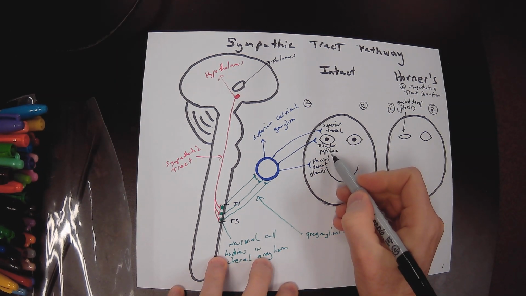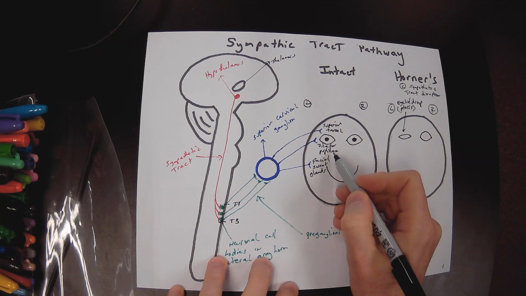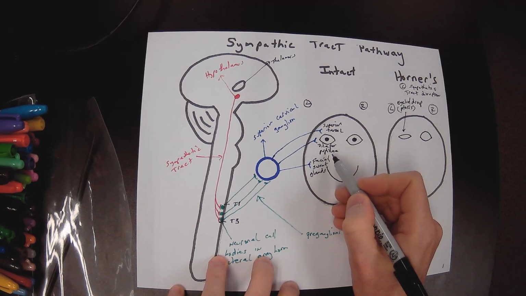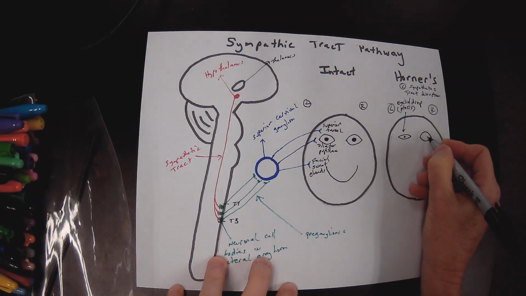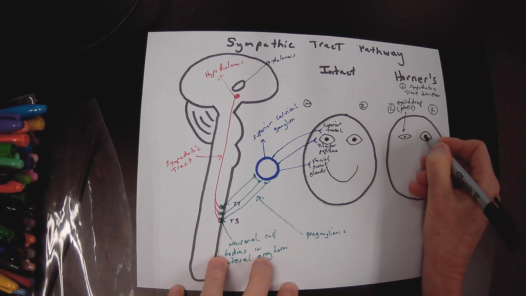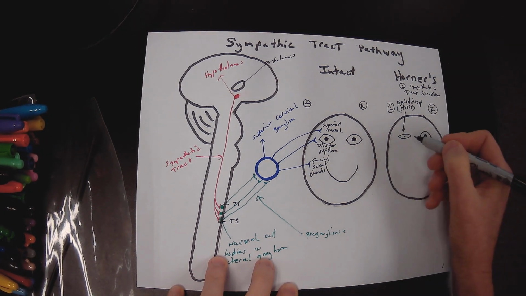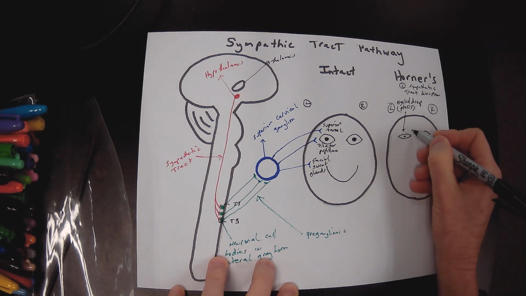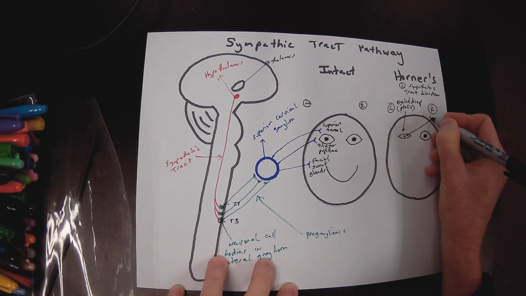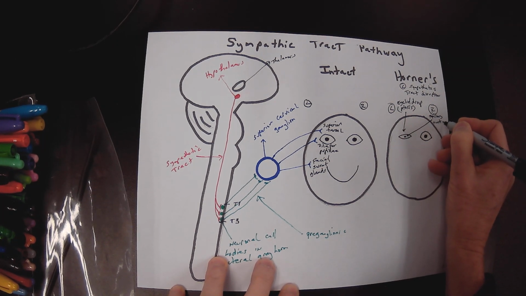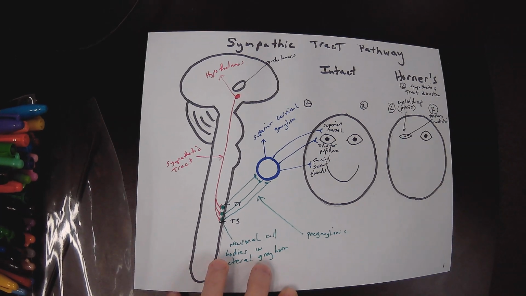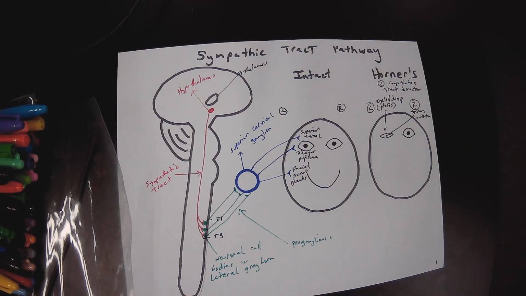If the dilator pupillae muscle is affected on the left side, what do you think as far as pupil size you're going to see? Yeah, constricted, right? So it's going to be constricted, okay? And on the right side it's going to look normal, just like the other side. Okay. Now this pupillary constriction also has a name. So I'll put pupillary constriction. And the name that you should associate with this is called miosis.